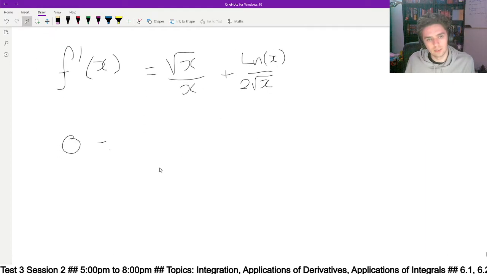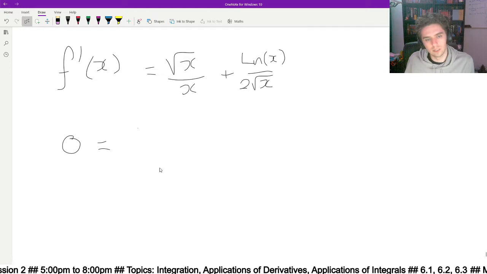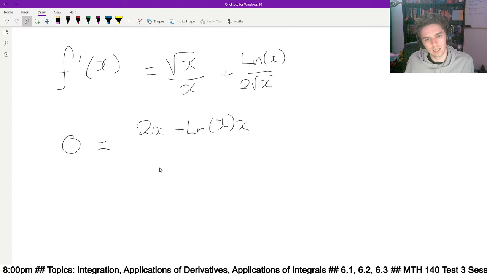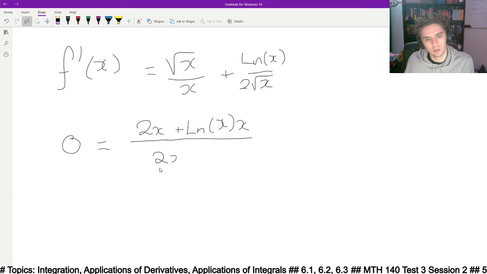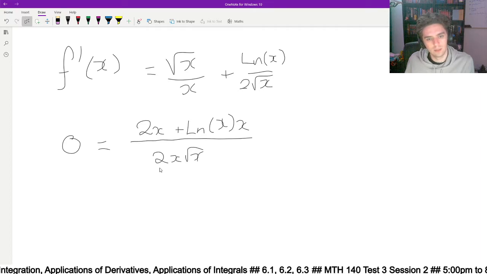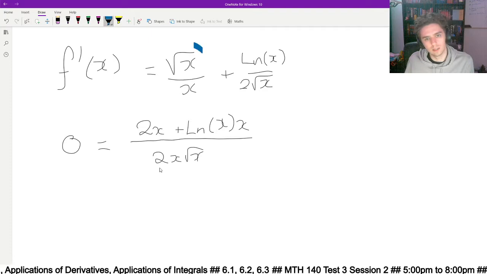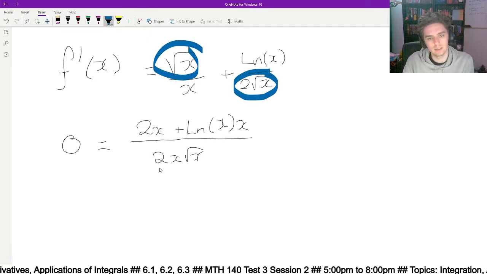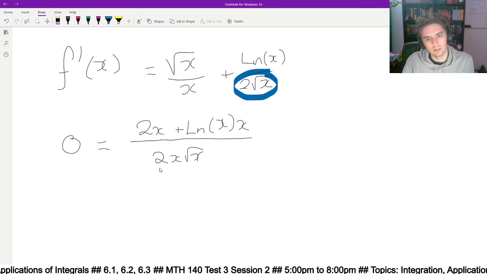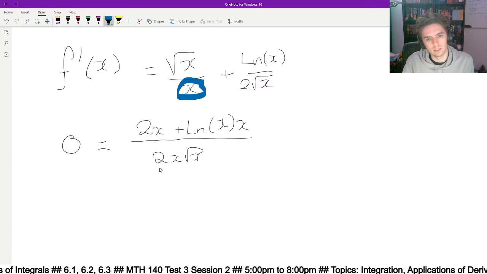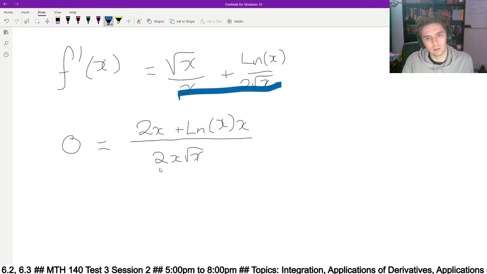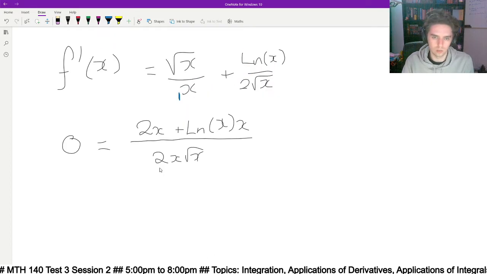I'm going to look where this is equal to 0. So it's going to be 2x plus ln x times x over 2x root x. Just combine the fractions there. So this times this is 2x. Right? That times that is 2x. And this times this is x, or ln x times x. And then multiply the bottoms. So 2x root x.